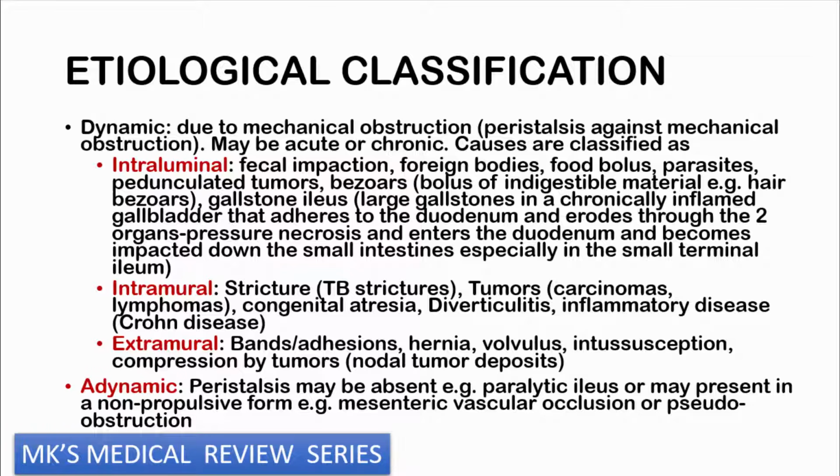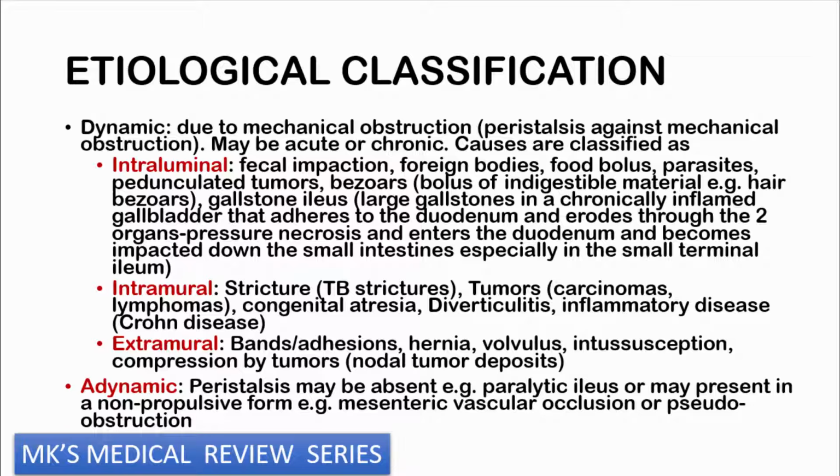Then intramural causes, meaning that the problem is within the walls. You could have things like strictures, which are often due to tuberculosis. You could also have tumors; carcinomas and lymphomas are notorious for doing this. Sometimes you could have congenital atresias, and atresia is simply failure of development of a normal tube or an opening of a tube. So a child can have duodenal atresia where the rest of the duodenum and the rest of the small intestines fail to develop. Of course, if this isn't corrected as soon as possible, it may become incompatible with life.